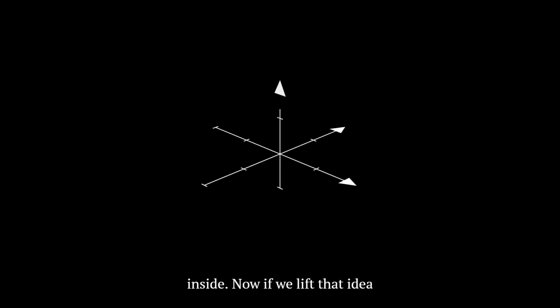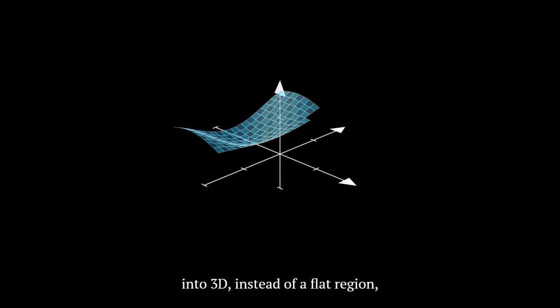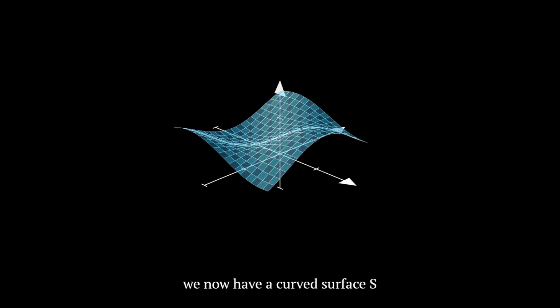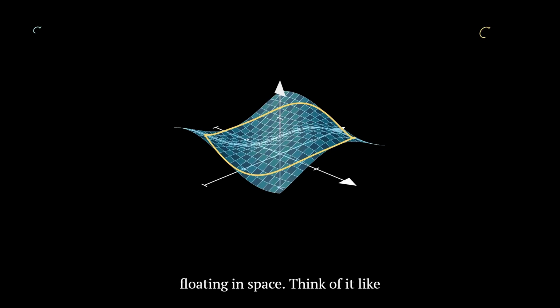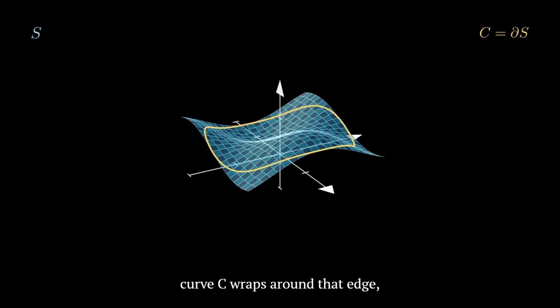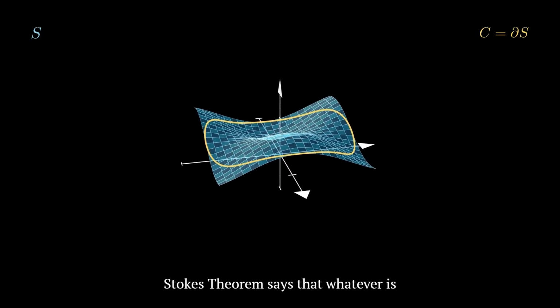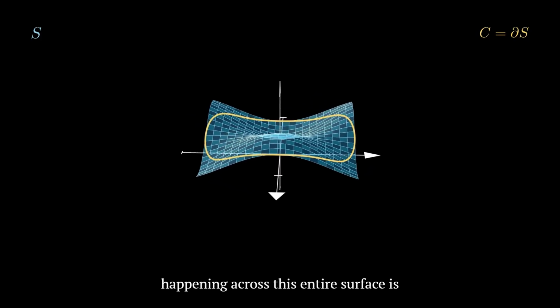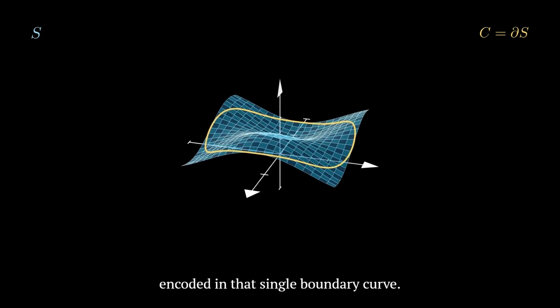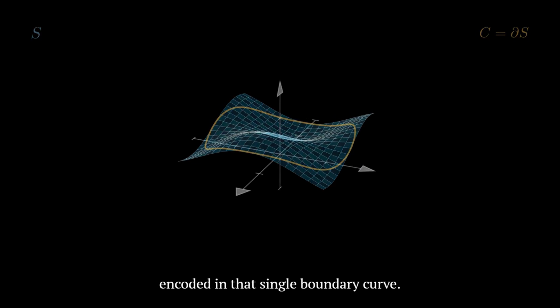Now, if we lift that idea into 3D, instead of a flat region, we now have a curved surface S floating in space. Think of it like a curved soap film. Its boundary, the curve C, wraps around that edge. Stokes' theorem says that whatever is happening across this entire surface is encoded in that single boundary curve.